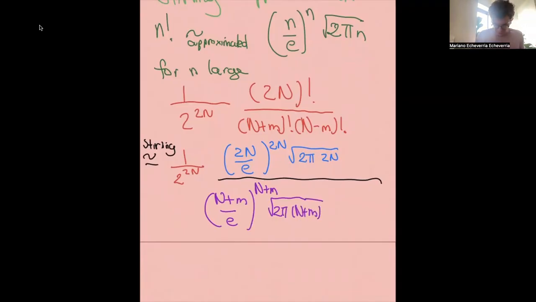And let's do the same thing for the other one. So if you get n minus m over e to the n minus m times root of 2 pi times n minus m. Is that making sense? So that's what you get if you apply the Stirling approximation to all of them.